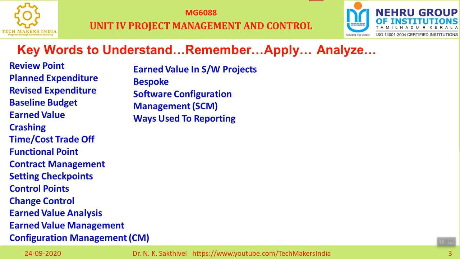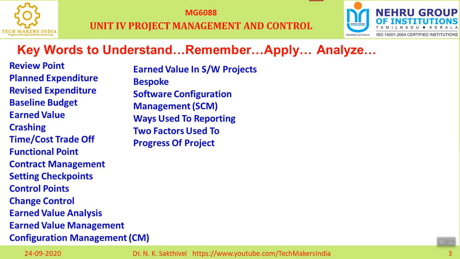Then the ways used for reporting. There are different reporting models. One is oral or written reporting, then formal or informal reporting, and the third one is regular or ad hoc reporting. Reporting means oral presentation, or a written presentation with a standard format. So these are the three different levels of reporting.